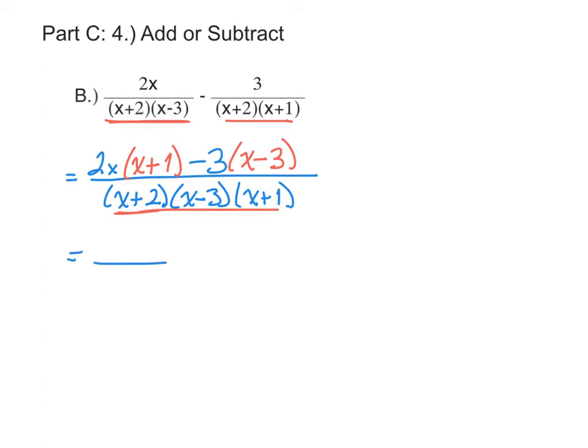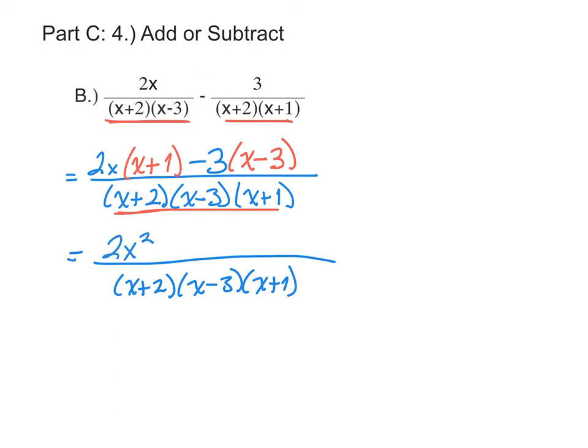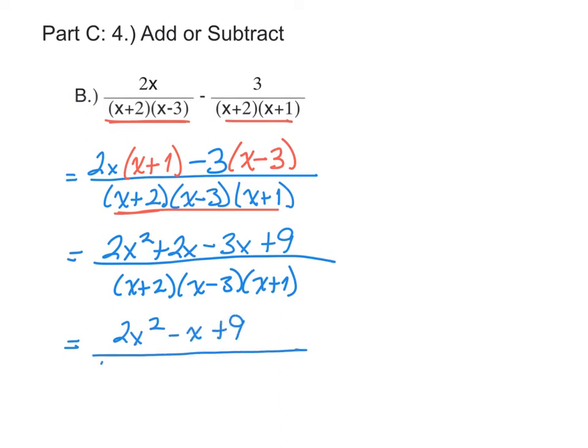Now that we're all ready, I'm going to leave my common denominator alone as x plus 2, x minus 3, and x plus 1. Then I'm going to simplify the numerator. So that's going to involve distributing the 2x to give me 2x squared plus 2x, and distributing the negative 3, which will leave me with negative 3x plus 9. Simplifying that numerator, we'll have 2x squared minus x plus 9 all over x plus 2, x minus 3, and x plus 1.